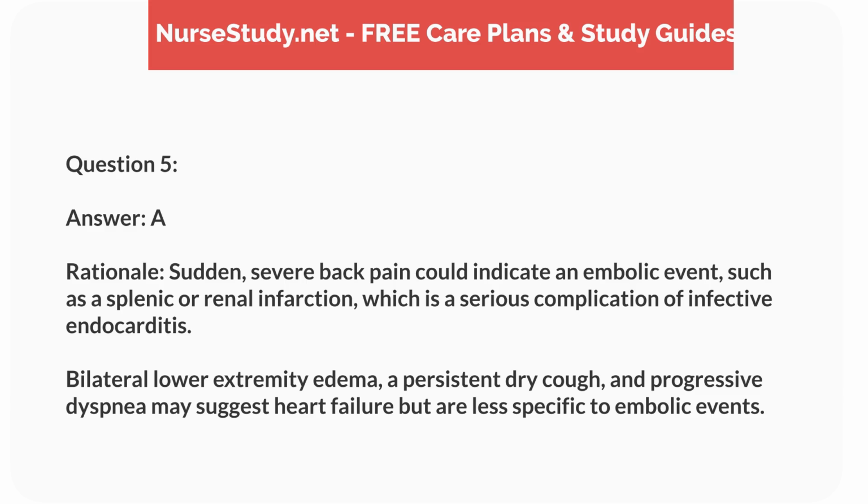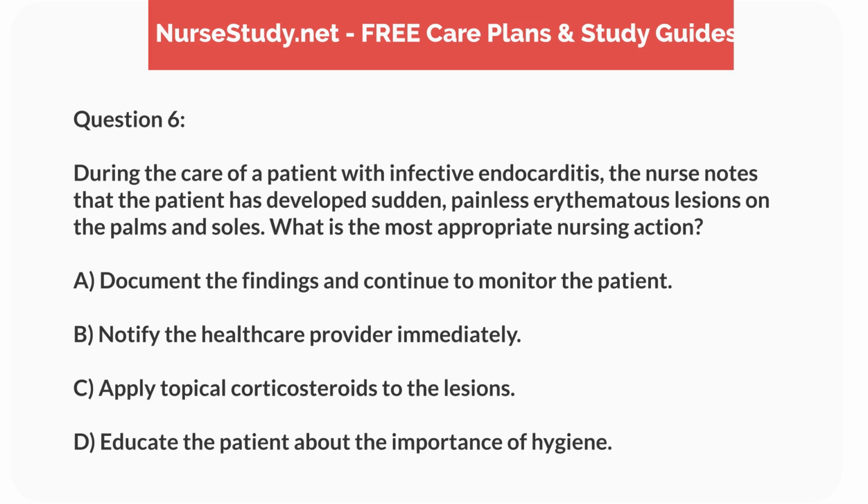Answer: A. Rationale: sudden, severe back pain could indicate an embolic event, such as a splenic or renal infarction, which is a serious complication of infective endocarditis. Bilateral lower extremity edema, a persistent dry cough, and progressive dyspnea may suggest heart failure but are less specific to embolic events.